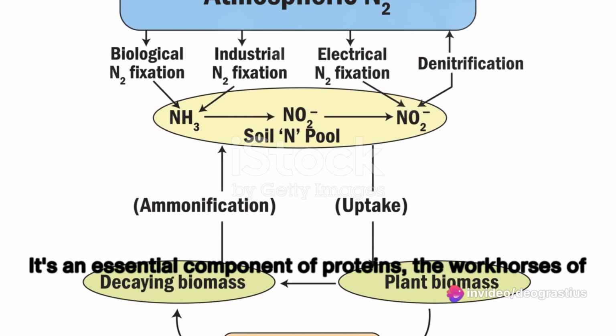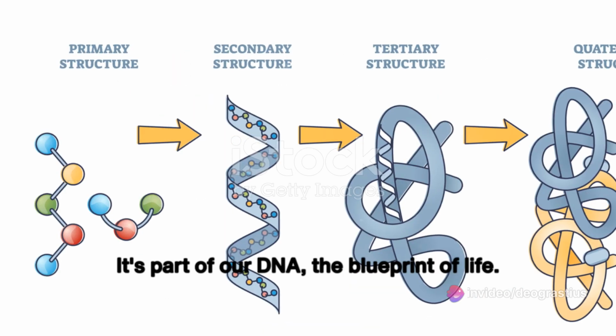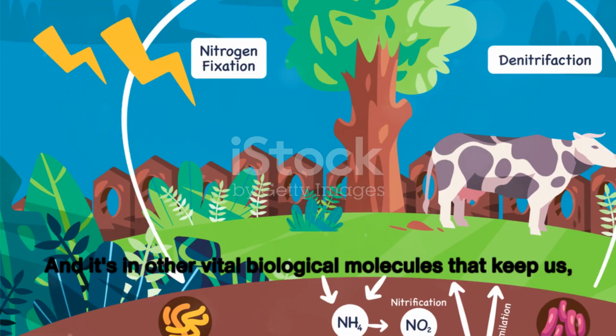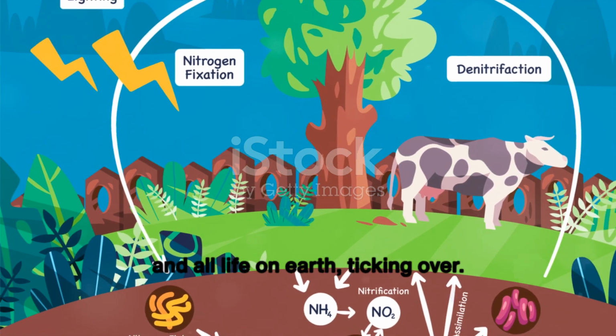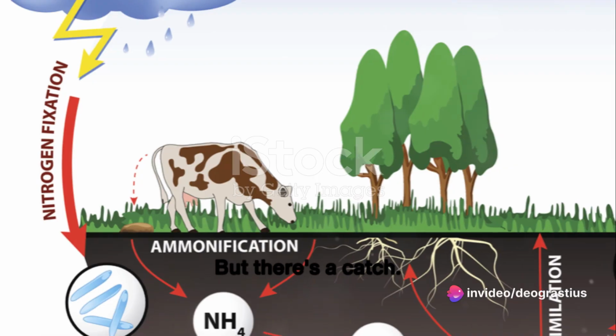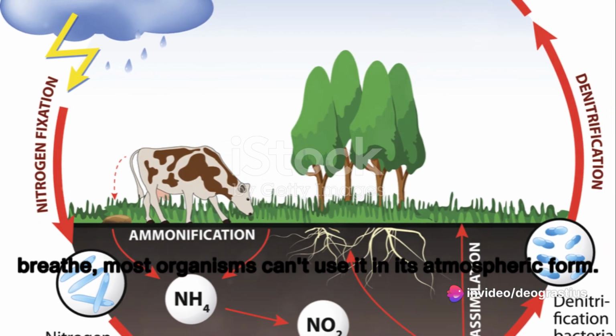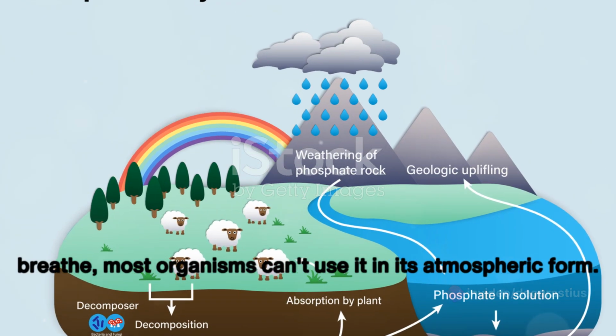It's an essential component of proteins, the workhorses of our cells. It's part of our DNA, the blueprint of life, and it's in other vital biological molecules that keep us, and all life on Earth, ticking over. But there's a catch. Even though nitrogen is all around us in the air we breathe, most organisms can't use it in its atmospheric form.